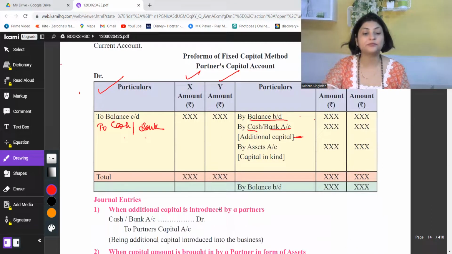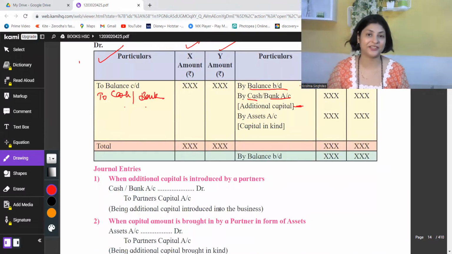Now let us see what are the journal entries related to it, because journal entries are the basis for posting into the ledger. Okay, so you should always understand the ledger account through the journal entry.